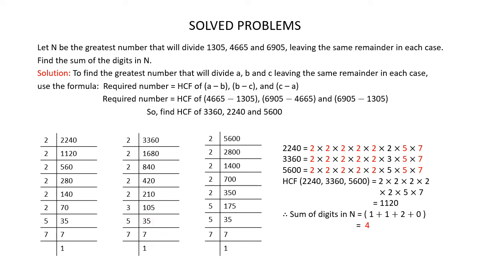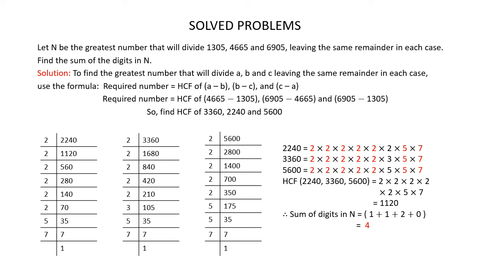So the prime factors now are 2, 2, 2, 2, 2, 3, 5, 7 and 1. So 3360 can be written as 2 multiplied by 2, multiplied by 2, multiplied by 2, multiplied by 2, multiplied by 3, multiplied by 5, multiplied by 7.